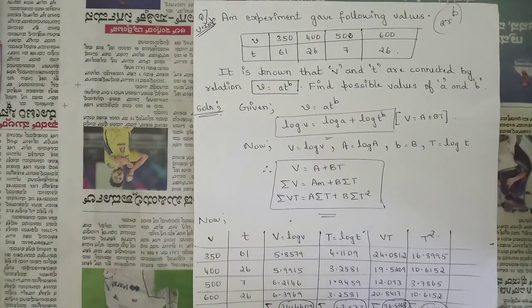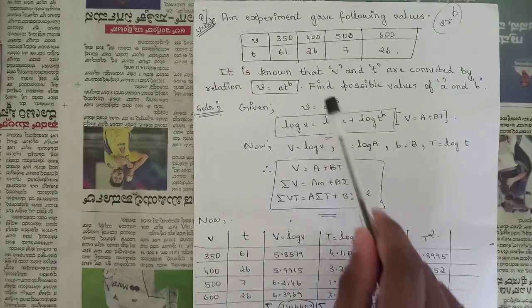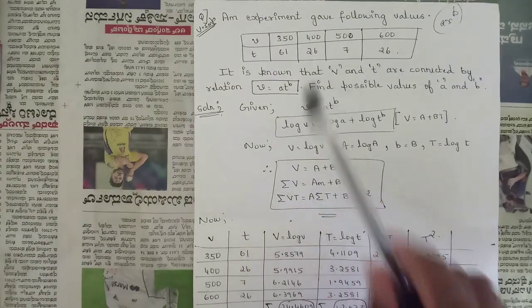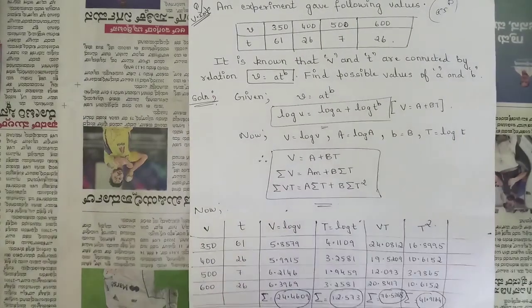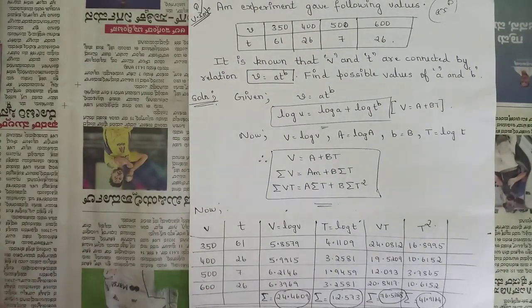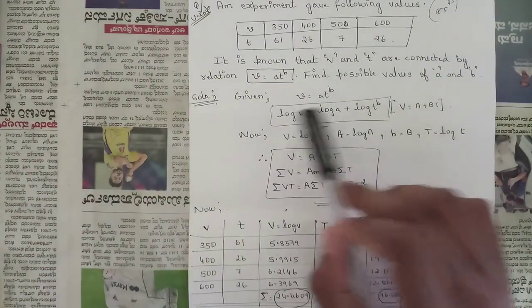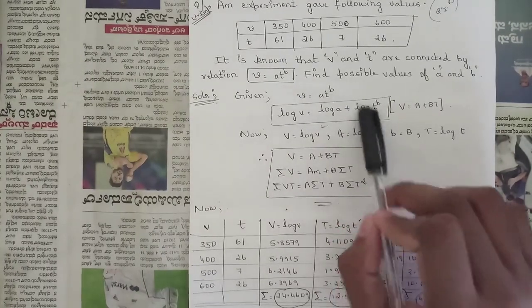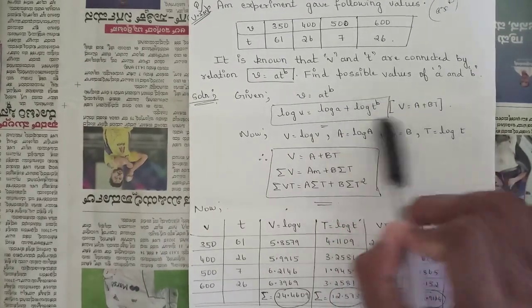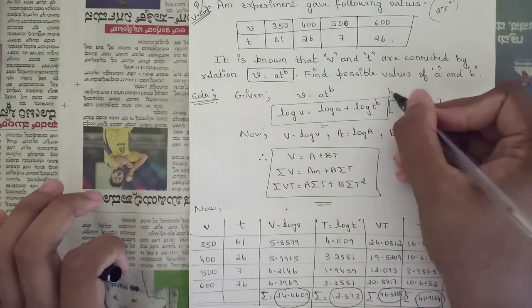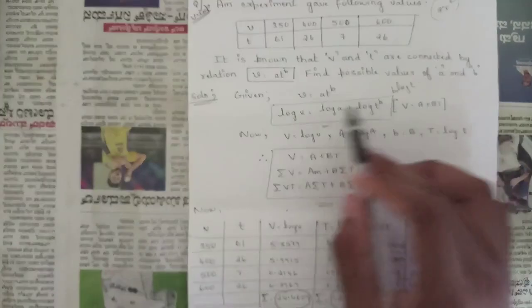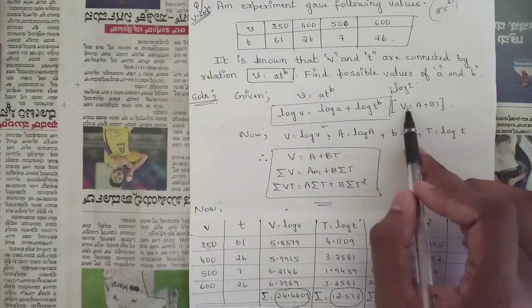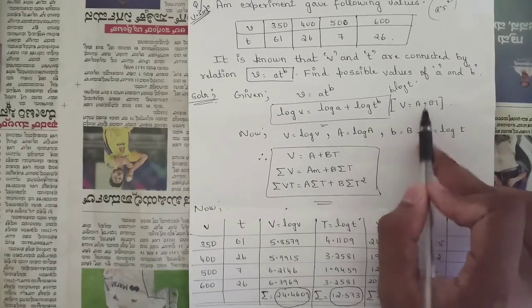Okay? So here what we need to do is consider this equation v is equal to a t power b. The first step that I have told is we need to take log on both sides, right? After taking log on both sides, we get log v is equal to log a plus log of t power b, where log of t power b corresponds to b log t, right? So again, our general equation would be of the form V is equal to A plus b into T.